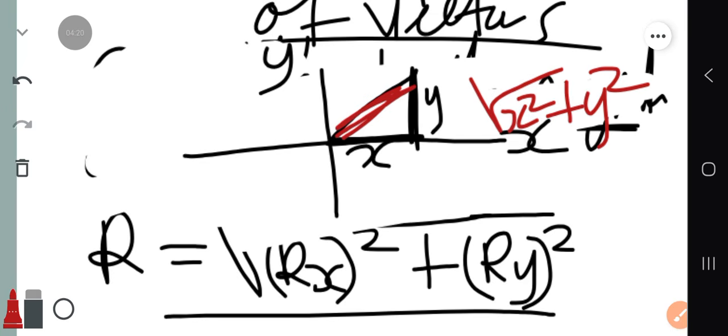So remember, a vector is a quantity that has both magnitude and direction. Now, I've just taught you how to find the magnitude: the square root of x squared plus y squared. Now, what about the direction? Because a vector is supposed to have magnitude and what? And direction. So how can you find the direction of the vector?